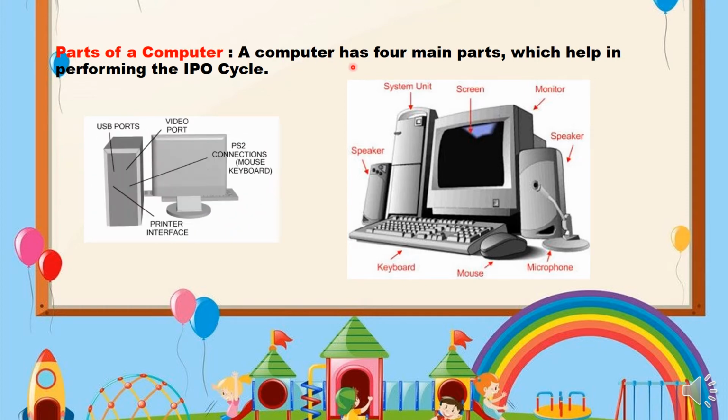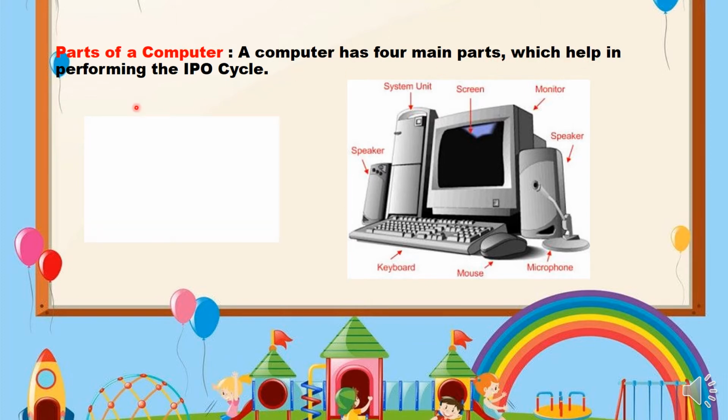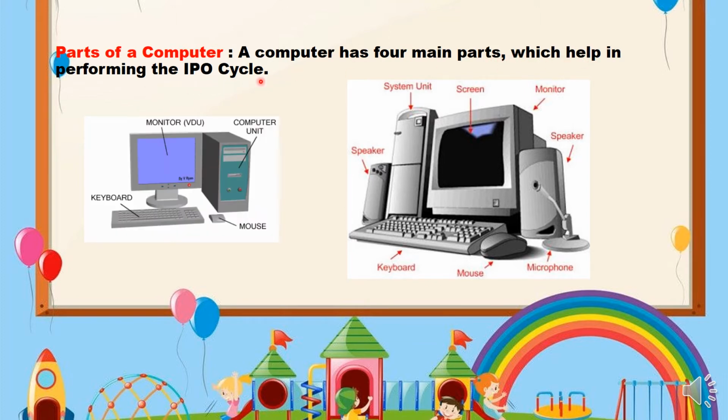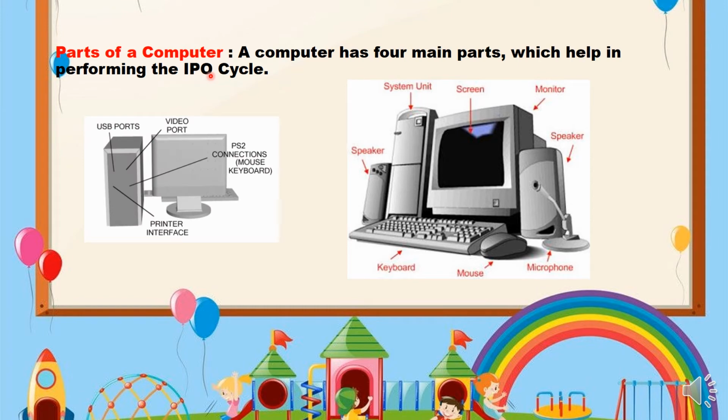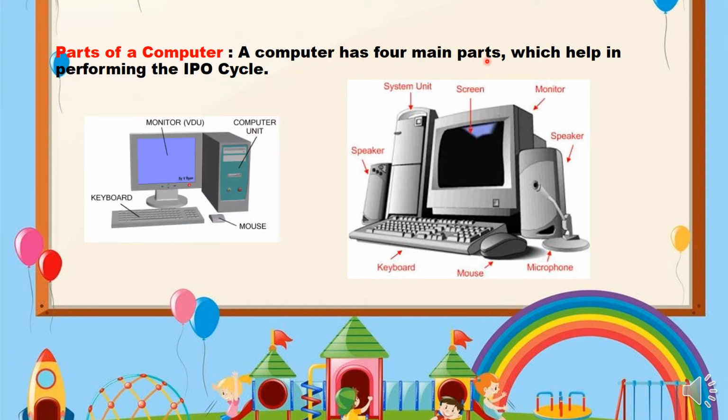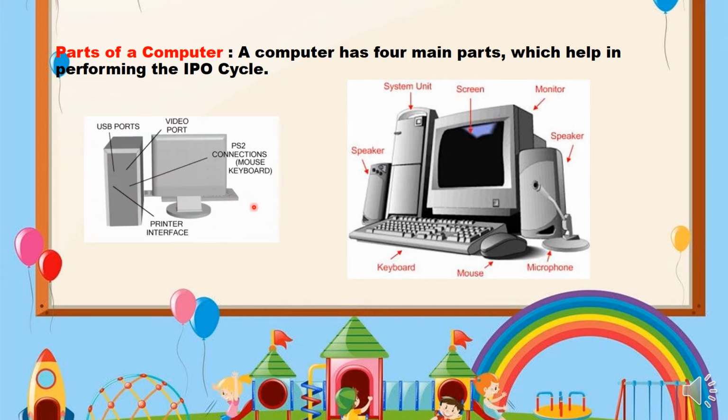A computer has four main parts which help in performing the IPO cycle. What does IPO stand for? Input, processing, output. A computer has four main parts. What are those? Keyboard, monitor, CPU and mouse.